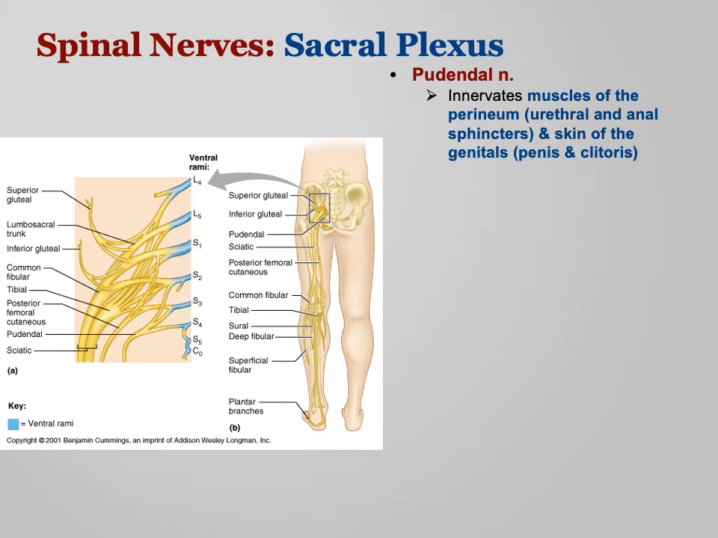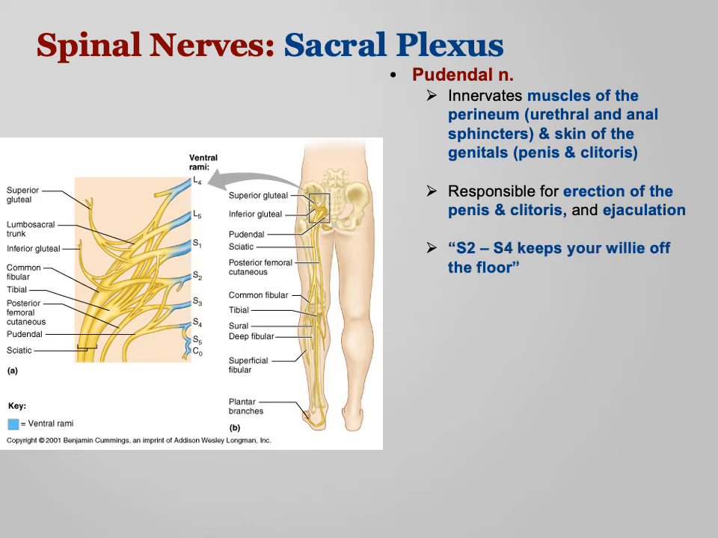So again, this is a nerve responsible for some very sensitive feelings down there. And it's also responsible for erection of the penis and clitoris and ejaculation. So this is a sexual performance nerve. And in fact, there's an old medical school saying: S2 to S4 keeps your willy off the floor.